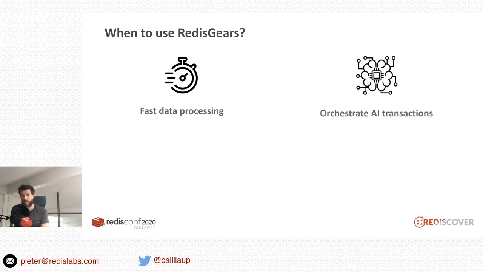You can also orchestrate AI transactions. AI transactions need to create, from some set or some reference data, a certain tensor before they can feed it into an AI model. Today we also announced Redis AI, and Redis Gears can allow you to orchestrate some of those transactions that you want to build with Redis AI.